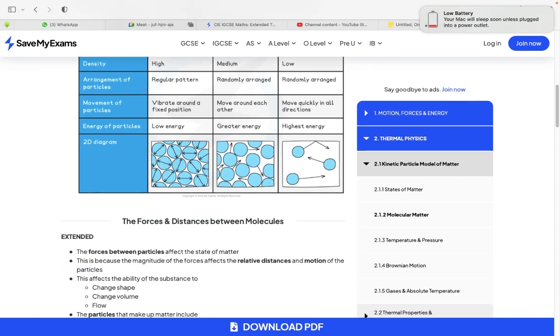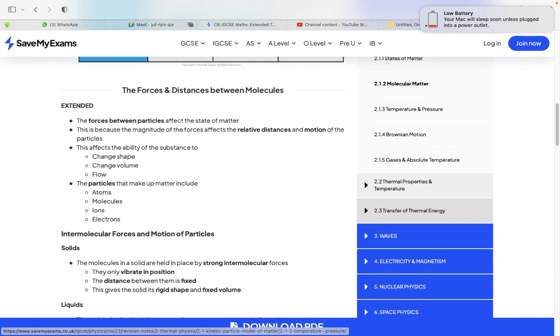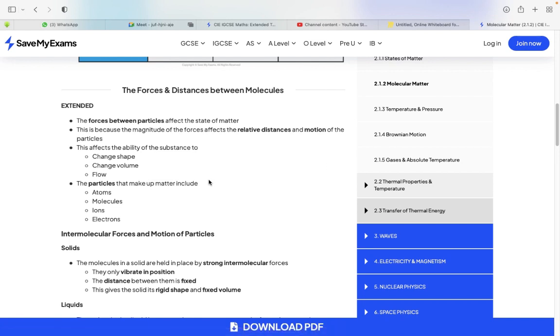Is that okay? So let's quickly look at the forces and distance between molecules. And this is for extended. The force between the particles affects the state of matter. It determines what state of matter that substance will be. If the force is very strong, it's very big, it creates a big bond between them. If it creates a huge super bond, then we can say that could be solid. So the forces determine the state of matter.